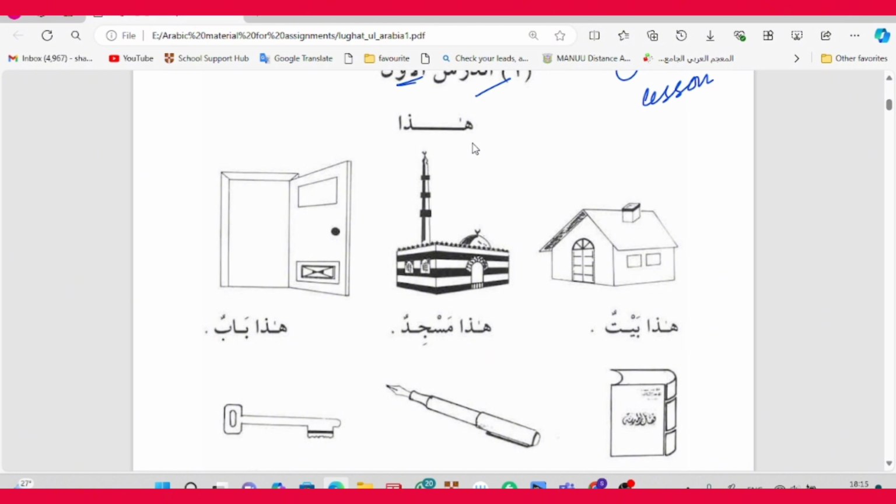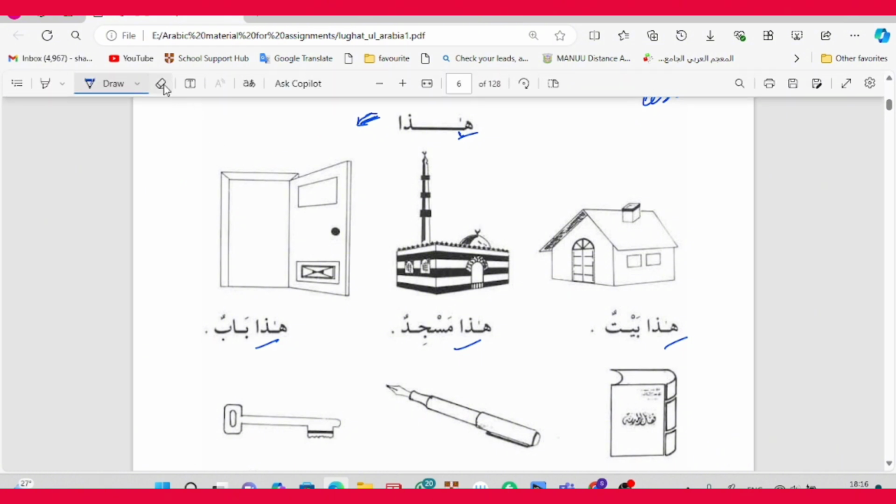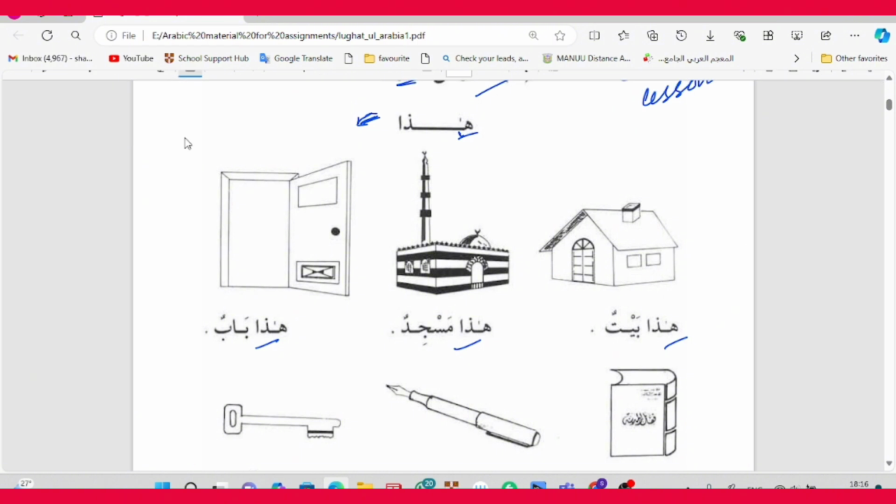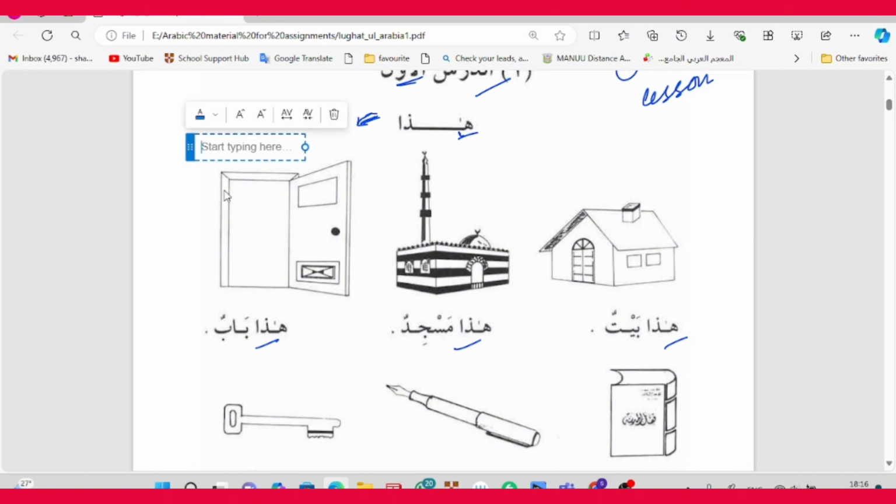Okay, so this is for practice. This is the exercise of haza. You know, haza is used for pointing out, for demonstrating things. For example, as you see, haza bait, haza masjid, haza bab. And one thing you should remember: haza is used only for singular.